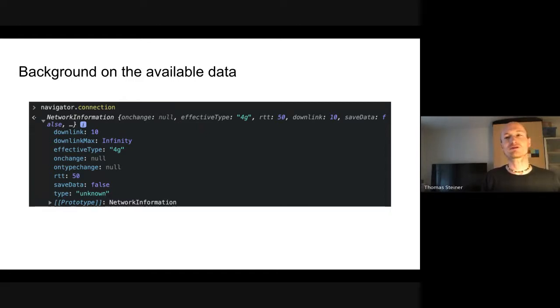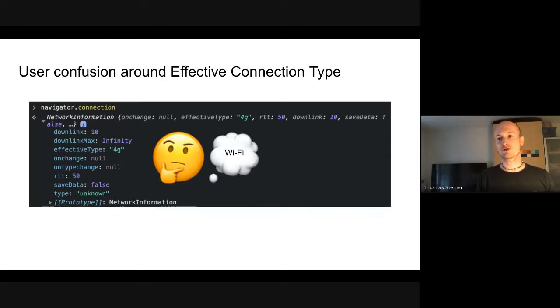If you just type navigator.connection into the console, this is what you get. You can see downlink max, effective type, onchange and ontypechange, RTT (round trip time), saveData, and type unknown. I ran this from my desktop computer. A couple of things confuse people. For example, I'm on a Wi-Fi connection, but the API says I'm on a 4G connection, which is the effective type, but it's kind of confusing to users really.